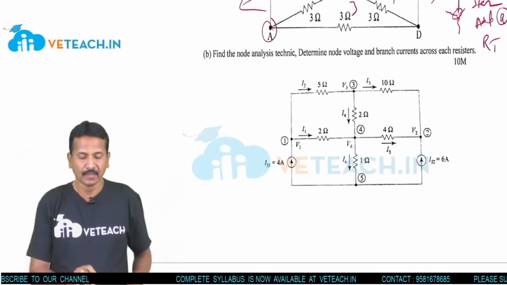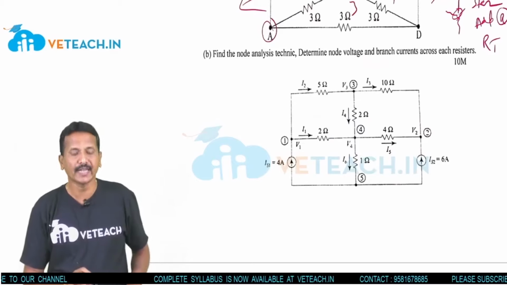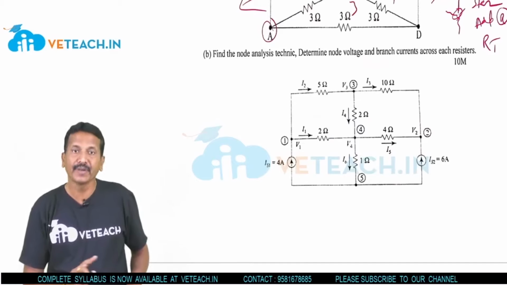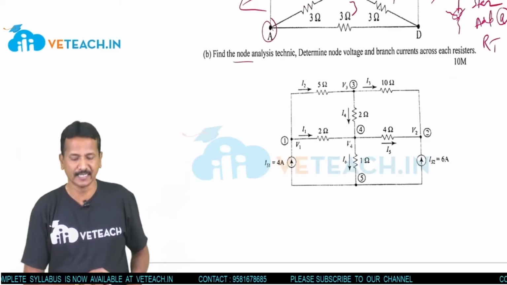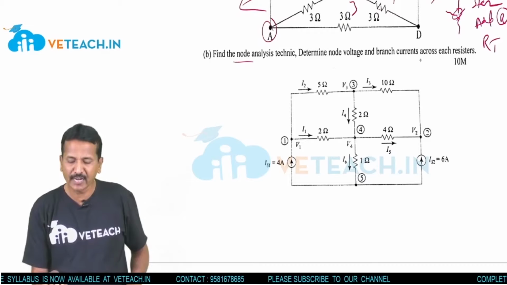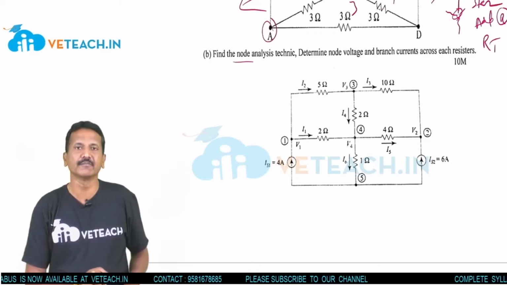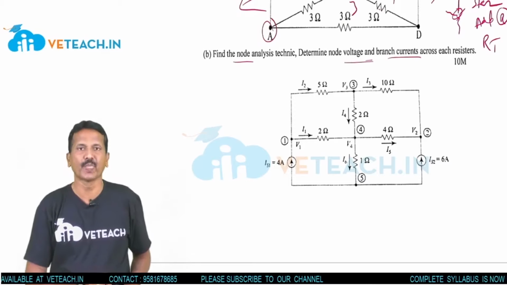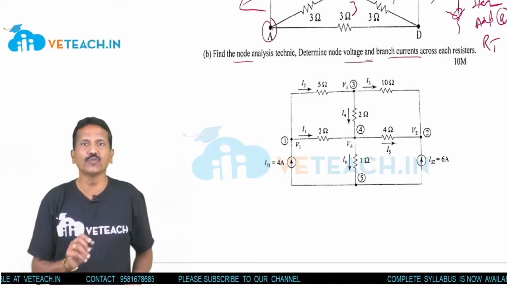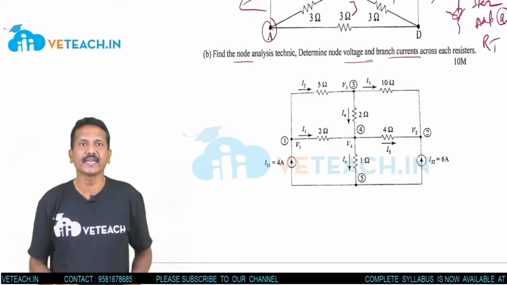Next one, find the node analysis technique. Previously we discussed mesh analysis. This is node analysis. Determine the node voltage and branch current across each resistor. Node voltage and branch currents. Okay, mesh is nothing but a loop analysis. In a closed path, current flows.